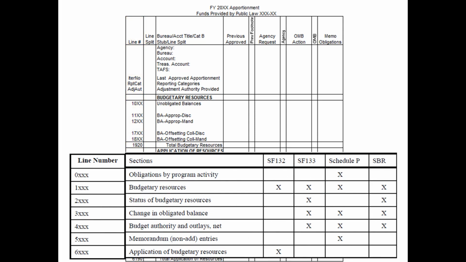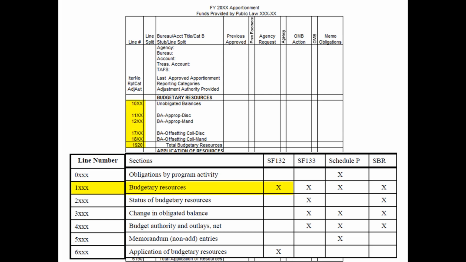A table in Appendix F shows how the line numbers are shown in each of four different documents: the SF-132, or apportionment, the SF-133, or report on budget execution, the Schedule P in the President's Budget Appendix, and the Statement of Budgetary Resources, or SBR.